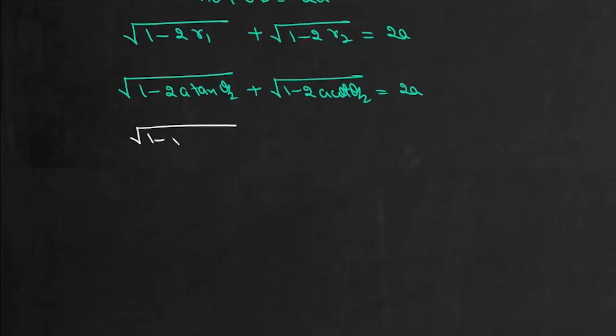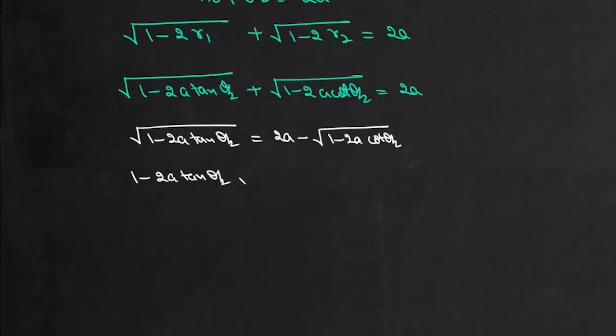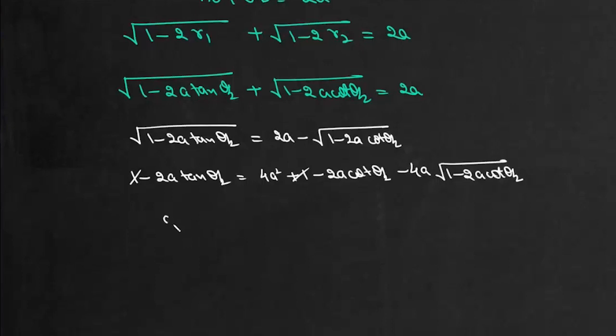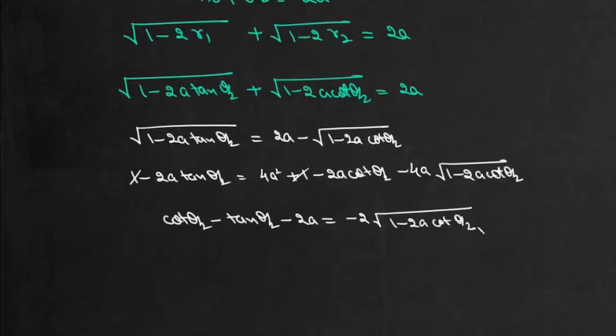Now what we'll do is take this cot expression to the right hand side, and we can write under root of 1 minus 2a tan theta by 2 will be equal to 2a minus under root of 1 minus 2a cot theta by 2. We square it and we get 1 minus 2a tan theta by 2 equals 4a square plus 1 minus 2a cot theta by 2 minus 4a under root of 1 minus 2a cot theta by 2. Now here this 1 and 1 will cancel, and we'll cancel this 2a also. So we can write this as cot theta by 2 minus tan theta by 2 minus 2a will be equal to minus 2 under root of 1 minus 2a cot theta by 2.